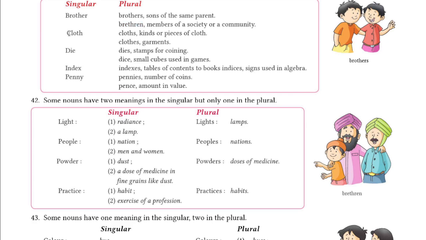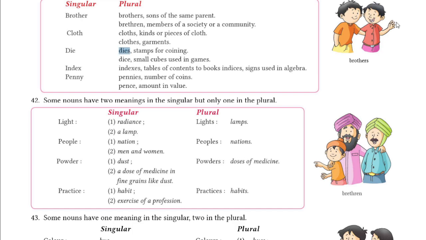Similarly, cloth, a noun in singular number. It has two plural forms. One is cloths. It means kinds or pieces of cloth. And the second is clothes. That means garments.